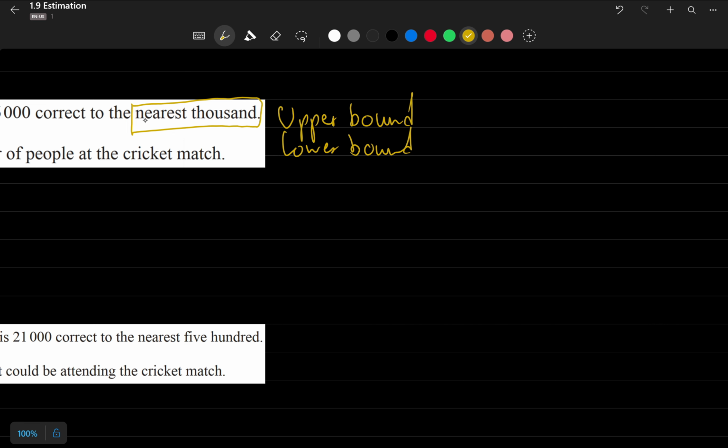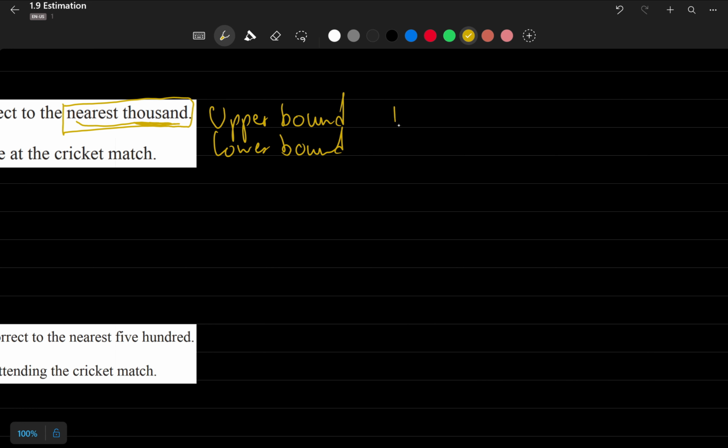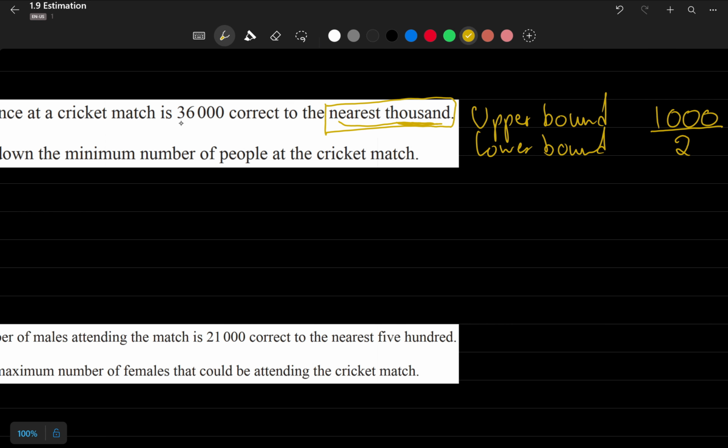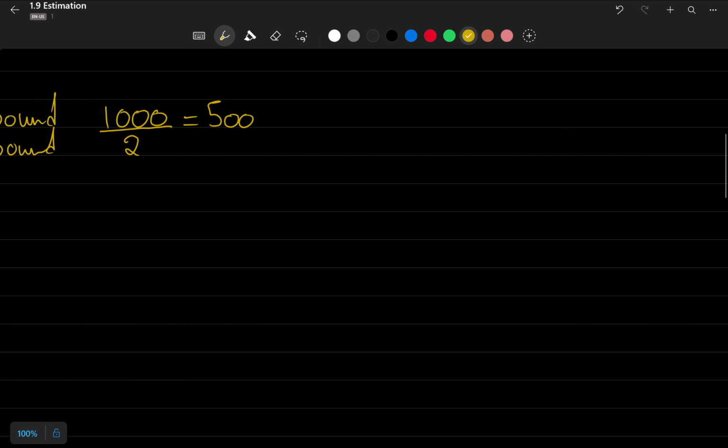First, see this nearest 1000. So we divide 1000 by 2 and we get 500 as our answer. Now, if we add 500 to this number, we get the upper bound, and if we subtract 500 from this number, we will get the lower bound. But there is another catch.